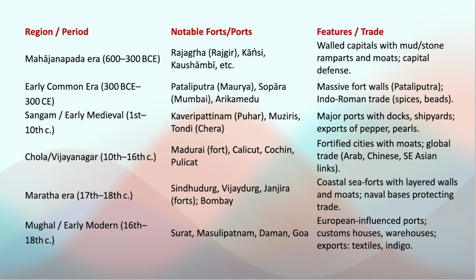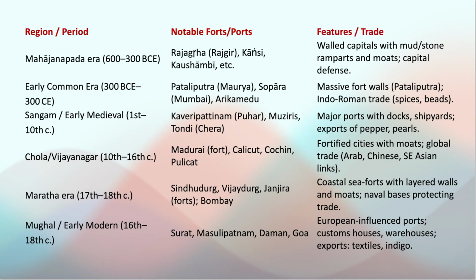As you can see, the Rajgriha fort speaks about walled capitals with mudstone ramparts. The Patliputra, Sopara, Arikamedu speak about Indo-Roman trade and massive fort walls. Kaveri Pattanam, Muziris speak about ports with docks, shipyards, exports of pepper, pearls. Madurai, Calicut, Cochin, and Pulikat are fortified cities with moats, global trade, Arab, Chinese, Southeast Asian links.